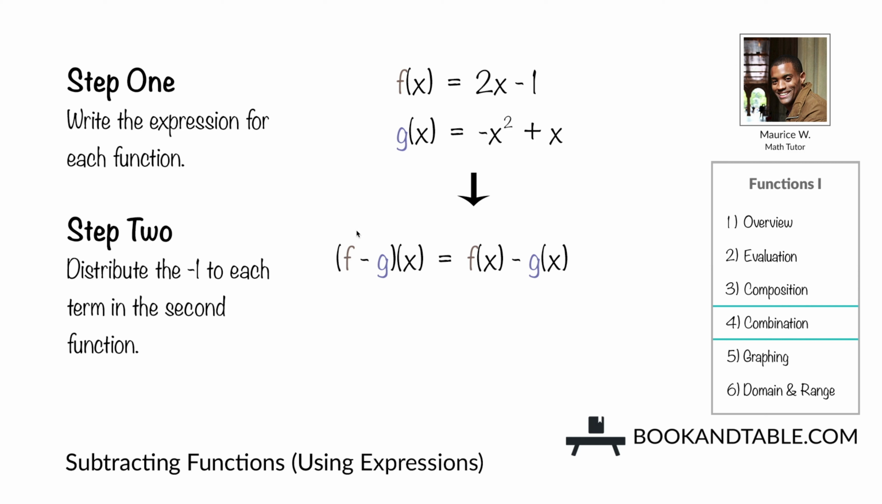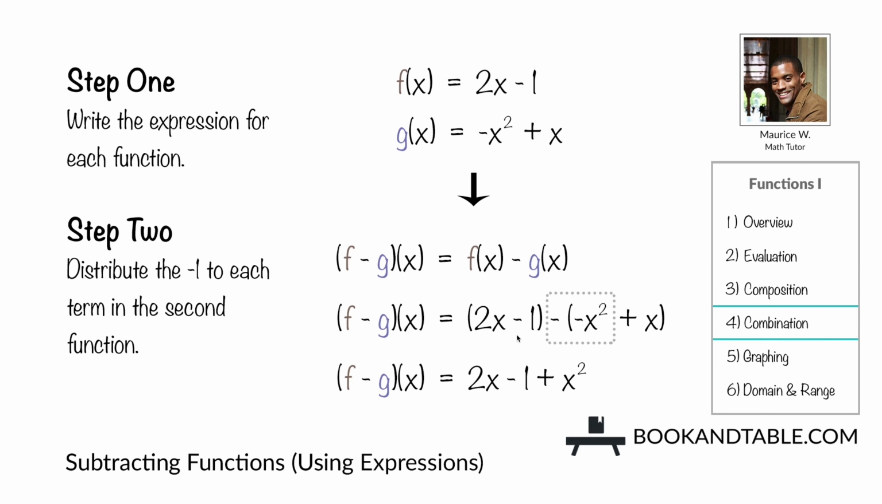So first we were asked to find f minus g of x, and that's equal to f of x minus g of x. So step 1, write the expression for each function, f and g. That would be 2x minus 1 minus negative x squared plus x. And now, step 2, distribute the negative 1 here to each term in the second function.